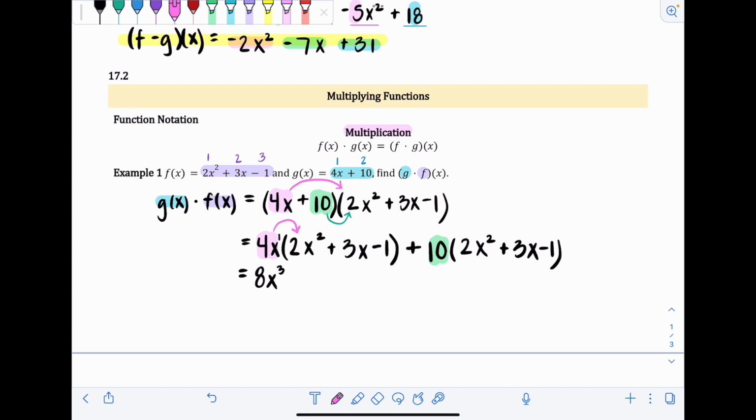And then I would take 4x and multiply it by 3x. So 4 times 3 would be 12. And then x times x becomes x squared, because this is like x to the first power, and 1 plus 1 gives me x squared.